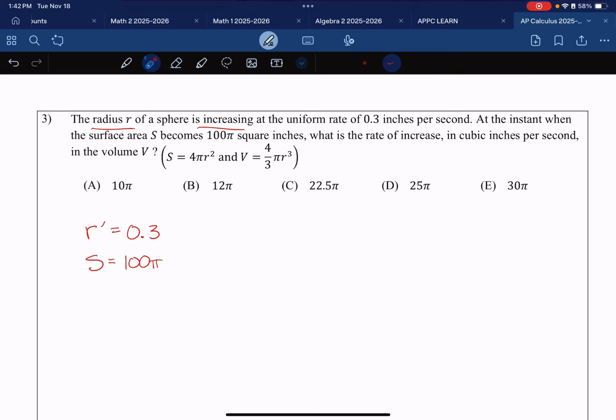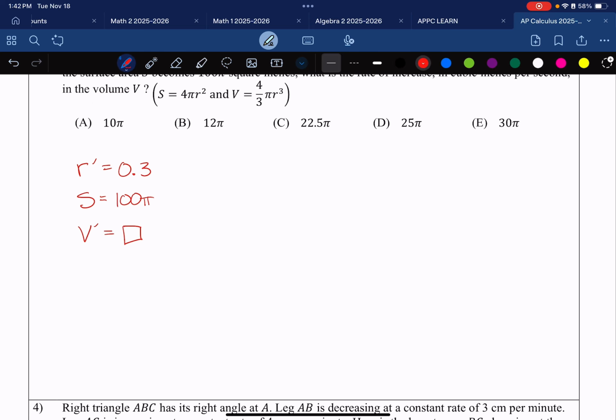And I'm asked to find the rate, so it's going to be something prime, of the volume. So this is going to be V prime. That's what we're searching for. That's going to be my empty box to let me know that's what I'm searching for. Here we go. So I notice that I'm searching for V prime, and I'm only given a V. I need to take its derivative to find V prime.